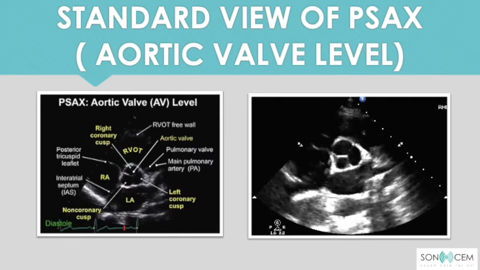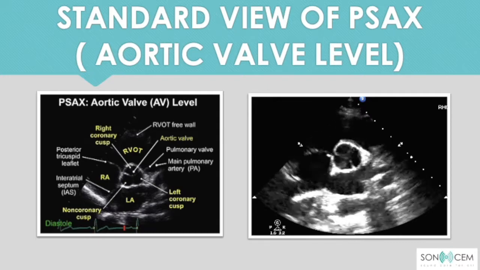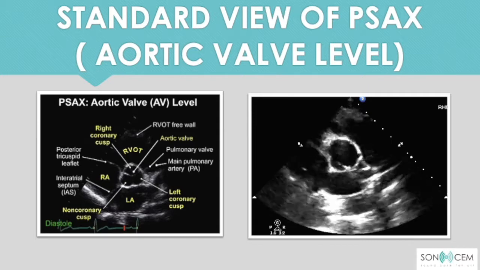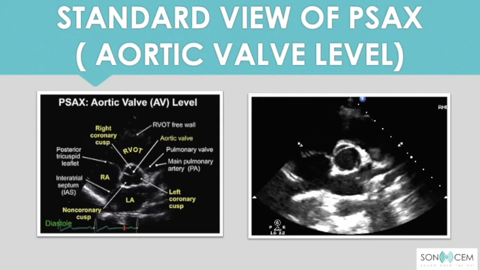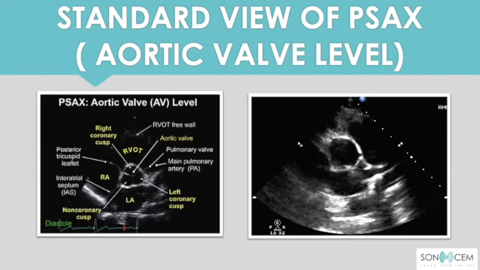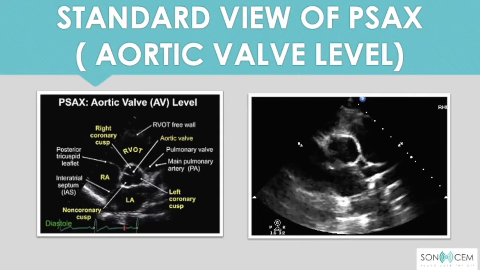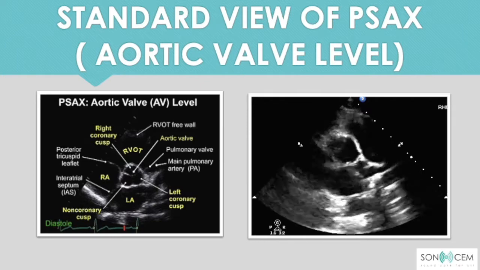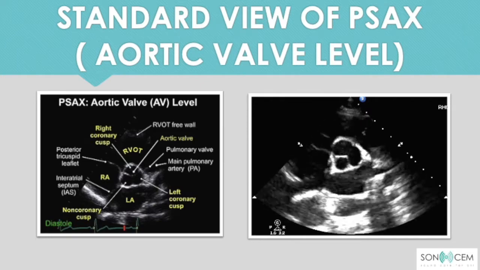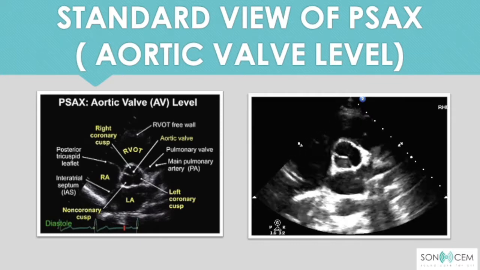Lastly, in parasternal short axis view, aortic valve level. This level can give us a lot of information, as we can see many structures here. We start from the LA, RA, the RVOT, the main pulmonary artery. And sometimes you can see the right pulmonary artery and the left pulmonary artery. You also can see aortic valve. There are three cusps there.